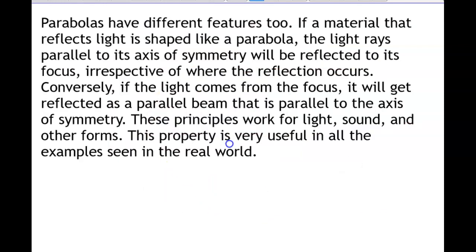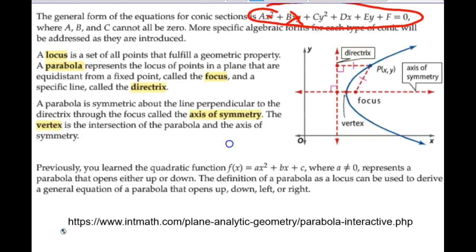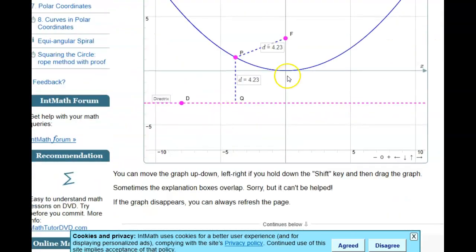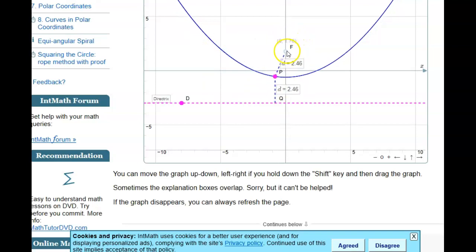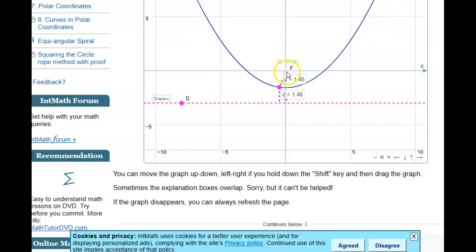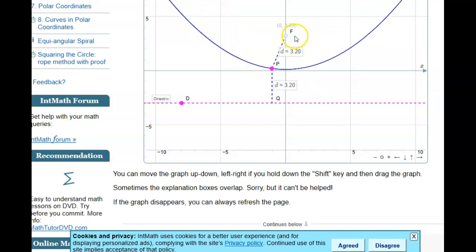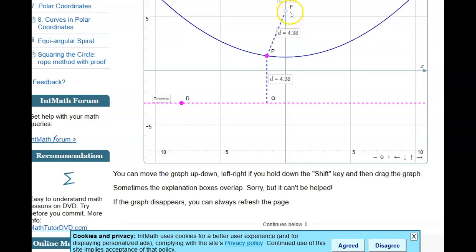All right, back here there was something at the bottom, and I'll be real honest and tell you that I did not click on this one this morning when I was previewing this. Oh, this is just interactive, I think. We can drag this and see that this distance stays the same. We can change this focus. What happens the closer the focus gets to the vertex? The narrower it gets, yes. The further the focus is from the vertex, the wider open the parabola is, okay?